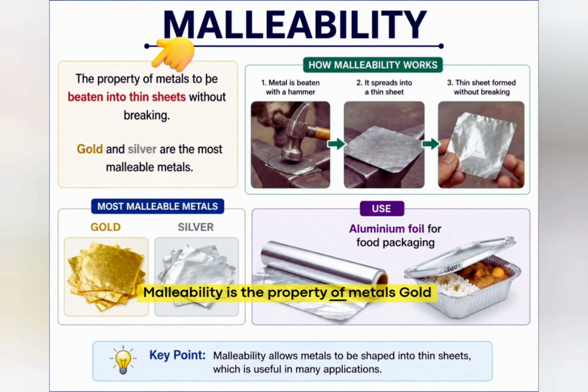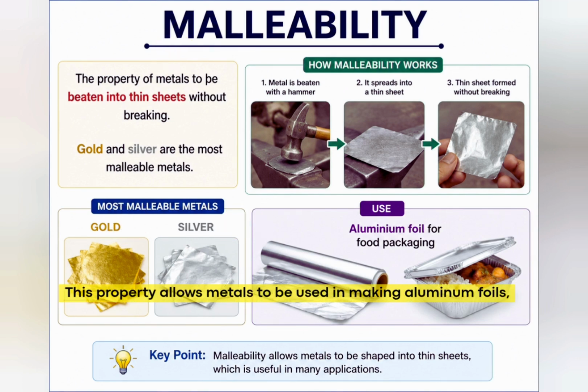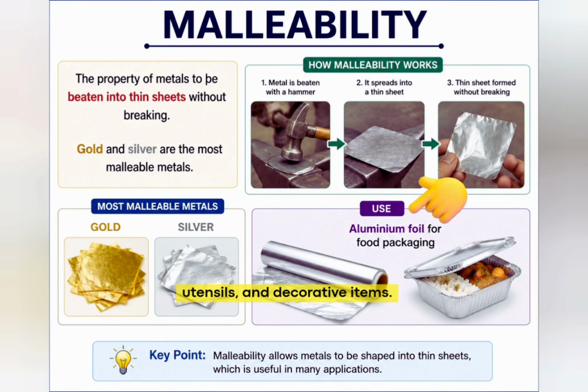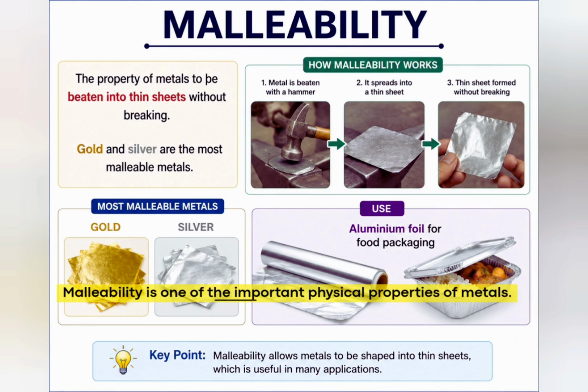Malleability is the property of metals by which they can be beaten into thin sheets. Gold and silver are highly malleable metals. This property allows metals to be used in making aluminum foils, utensils, and decorative items. Malleability is one of the important physical properties of metals.